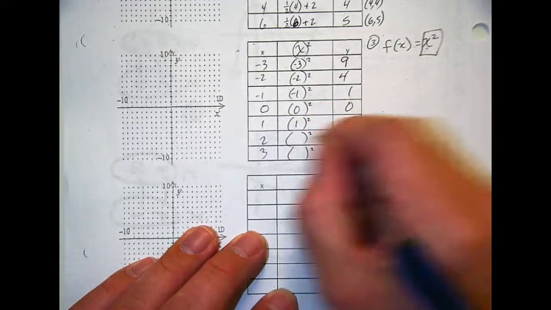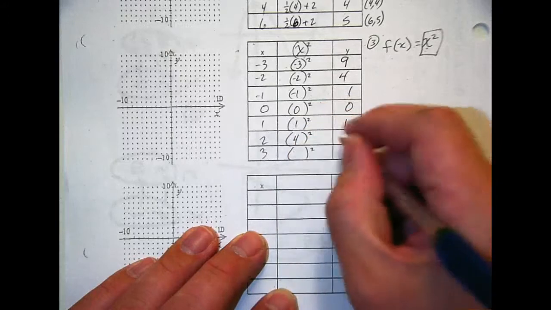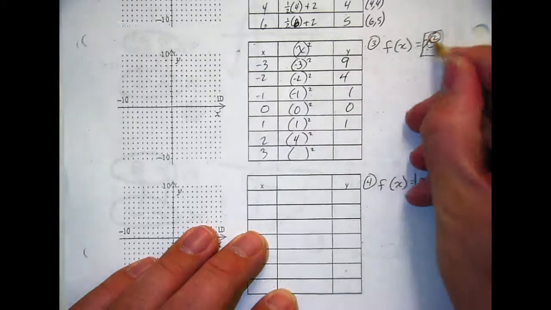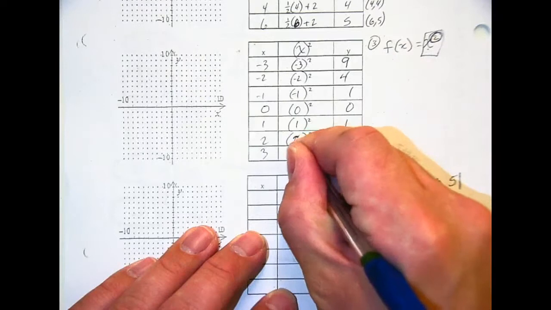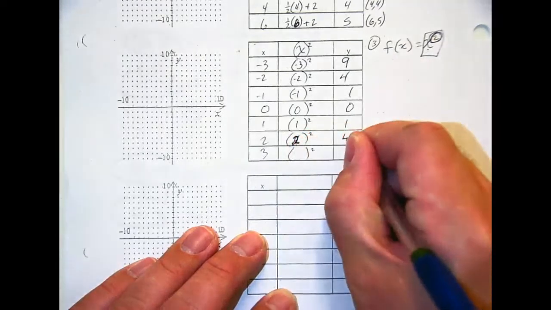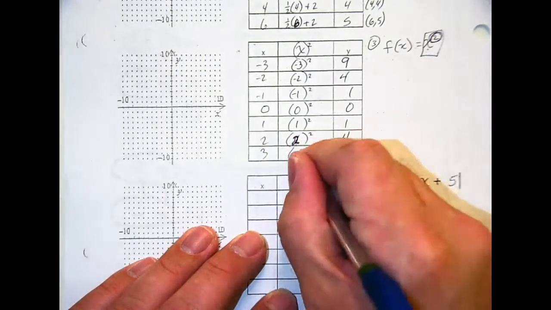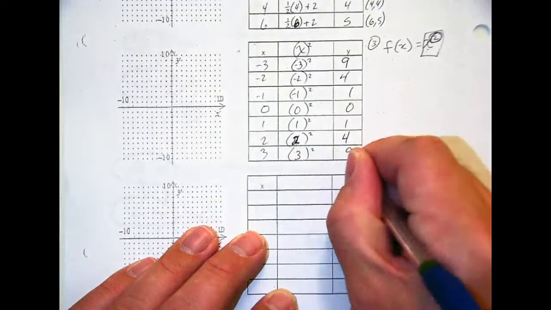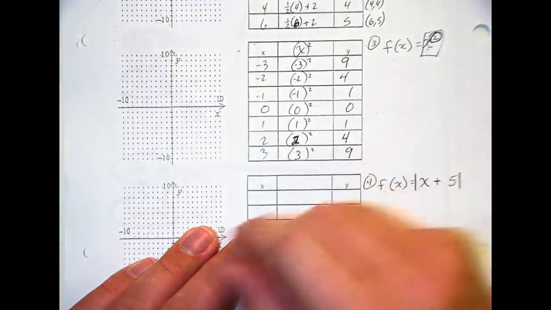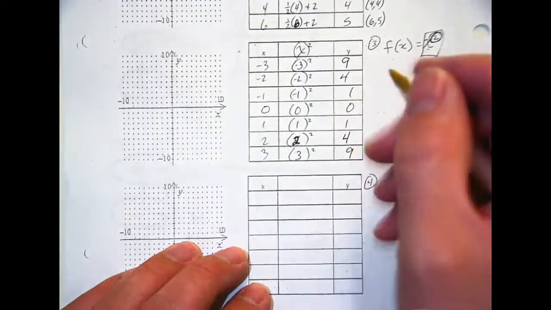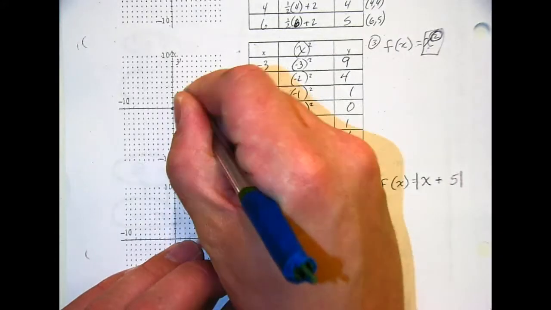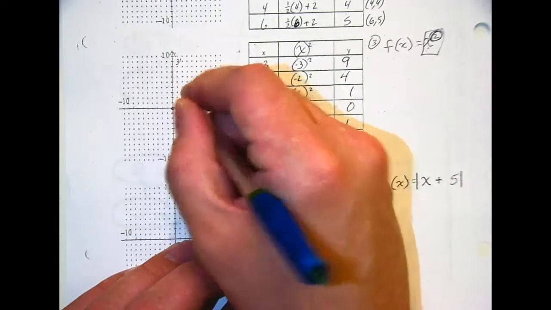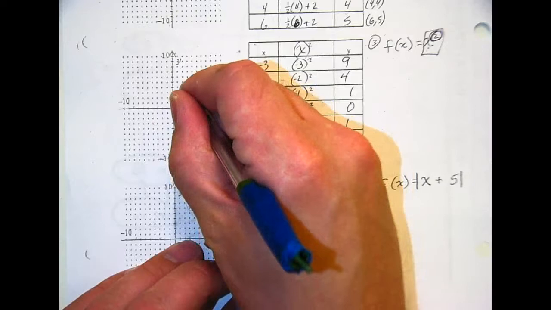And with a quadratic, and we know this is quadratic because of the x squared, what type of graph should it be? What's our picture look like on a quadratic? Yeah, Cole? Parabola. Okay, good. We've got our parabola. 1, 1. Okay, 2, 4. And 3, 9.